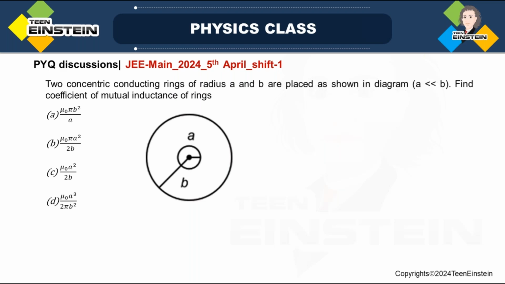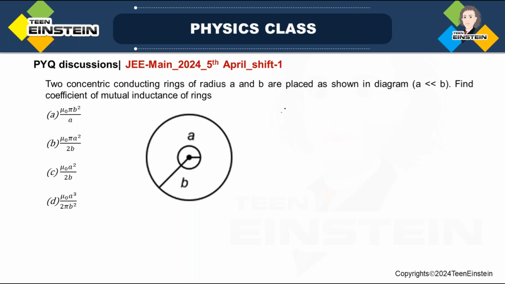This is a very interesting problem. Look, in this question there are two concentric conducting rings of radius a and b placed as shown in the diagram, where a has a lesser radius than b. That means the bigger one has radius b and the smaller one has radius a. Find the coefficient of mutual inductance of the rings.